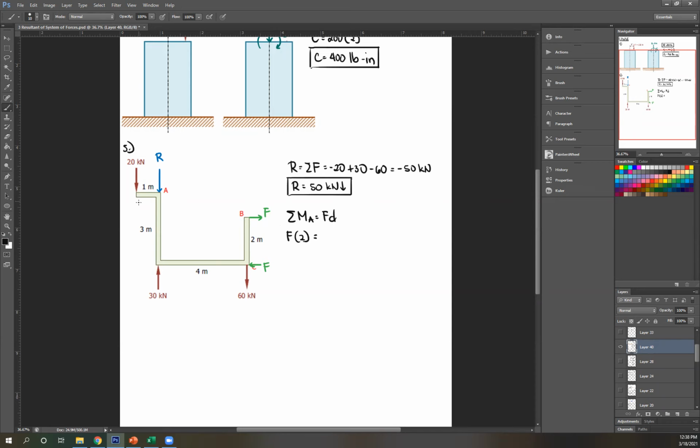Then equals F times D. Let's start with 20. Rotate 20 about A. So that's counterclockwise. So that's negative 20. Multiplied by distance from A, that's 1. Next, R and 30 pass through A, so skip that. And then next, 60. Rotate it about A, that's clockwise, so positive 60. Times distance. Perpendicular distance is this, which is equal to 4. Okay? And then compute. What's our value for F?